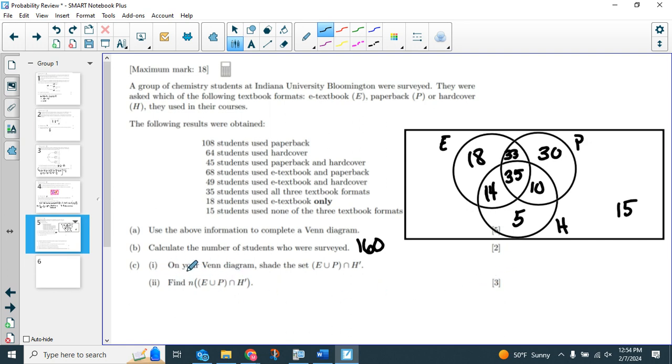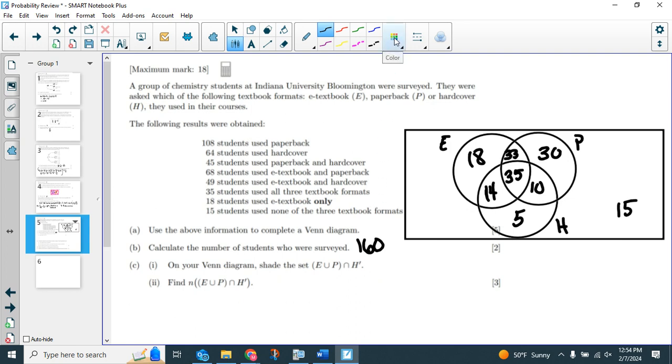C1. On your Venn diagram, shade the set E union P intersect H prime. If you want to do this in multiple stages, first you would do all of E in one color, then all of P in another color, and then everything that's not in H in another color. As long as it's in E or P, but not in H, you're good.